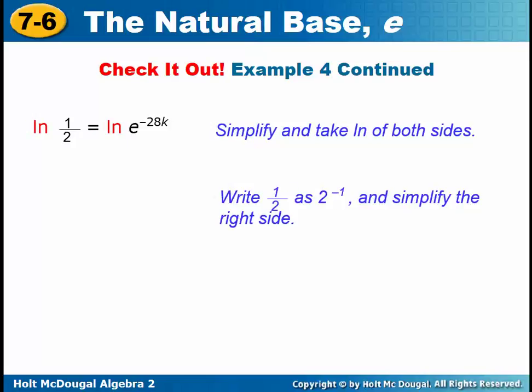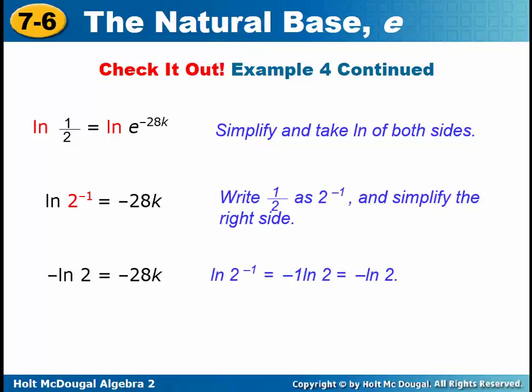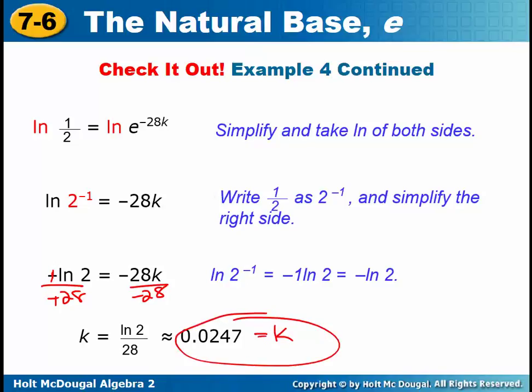On the right side, that can just be left as negative 28k. On the left side, that's the same as the natural log of 2 to the negative 1, or you can write that as negative natural log of 2. Natural log of 2 equals negative 28k. So if we're solving for k, at this point we need to divide both sides by negative 28. These will cancel, and you'll have positive natural log of 2 over 28, and then you type that into your calculator, and this is your decay constant. That's what we'll use now to finish the problem.